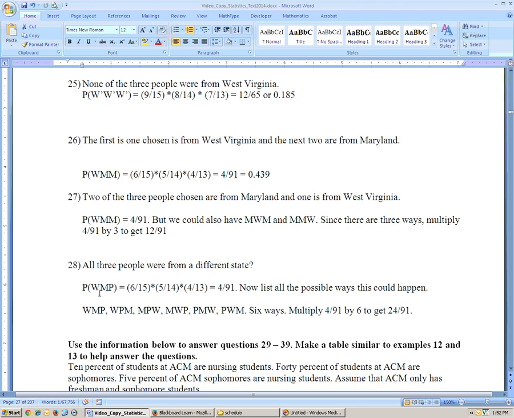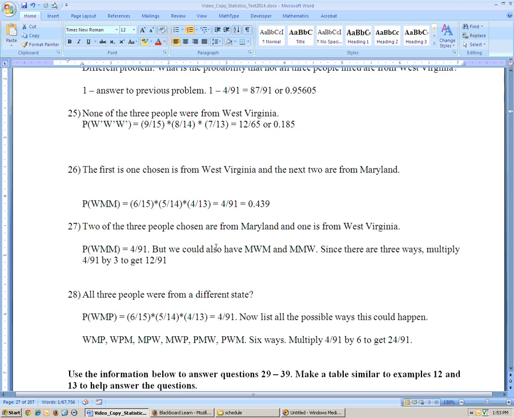Now, it didn't say that the first had to be West Virginia, the second Maryland, third Pennsylvania. It just said each one had to be from a different state. So list all the ways they could be from a different state. So here's one, WMP. Then here's another one, WPM, meaning first is from West Virginia, second is from Pennsylvania, third from Maryland. So that's both with the starting letter of W. Now let's start with a starting letter of M. So we got MPW and MWP, and then PMW and PWM. So there's 6 ways that could occur. So just multiply this 4 out of 91 by 6 and you get 24 out of 91, and you can get that as a decimal.